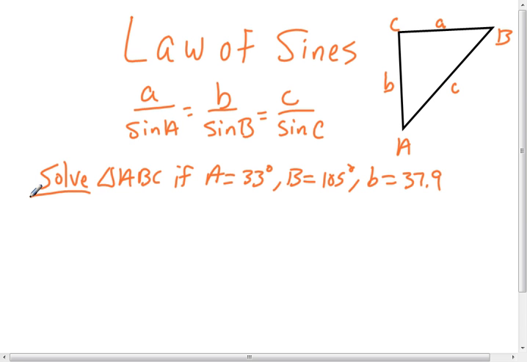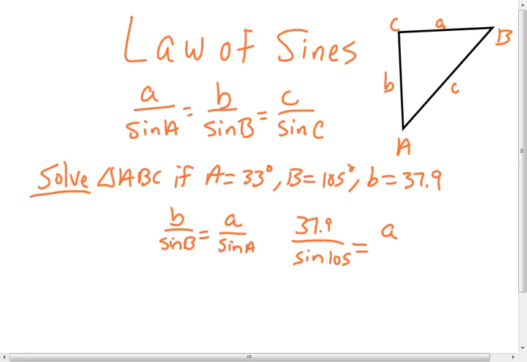To start out, we have side B. So our first proportion is going to be what we know. We're going to use b over sine of B, and then since we're given angle A, we have to use a over sine of A, since we know that information. So filling in what we know, 37.9 over sine of B, which is 105, is equal to a, which we don't know, little a, over sine of 33, which we're given.